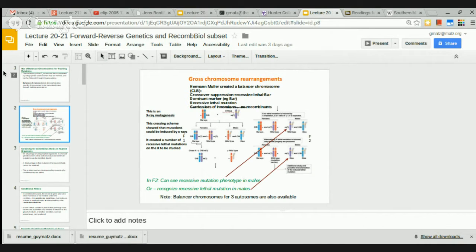Whereas if I do get progeny, now I should just point out that whereas that was the first balancer chromosome generated, there are now balancer chromosomes for the other 3 autosomes in flies. So people are able to screen very rapidly for mutations on any of the Drosophila chromosomes.